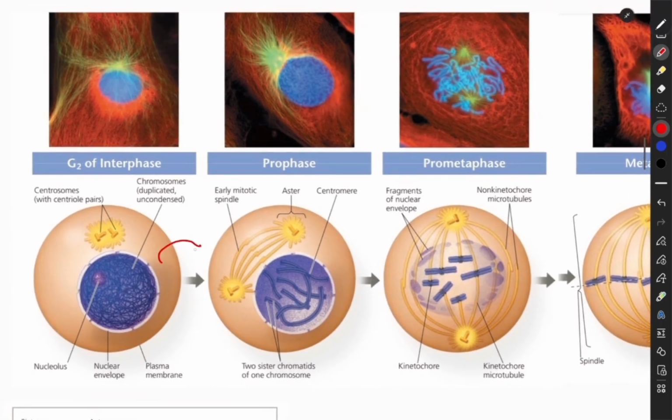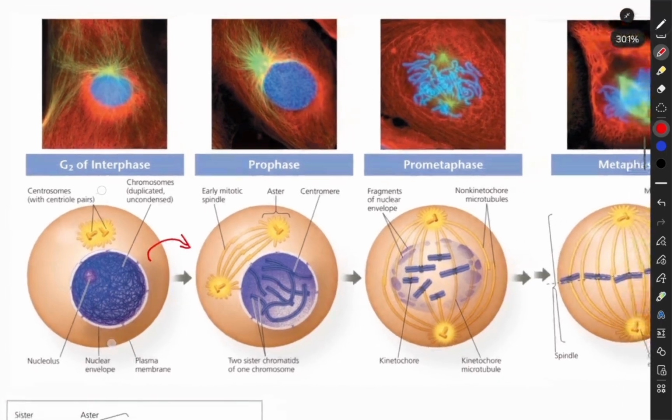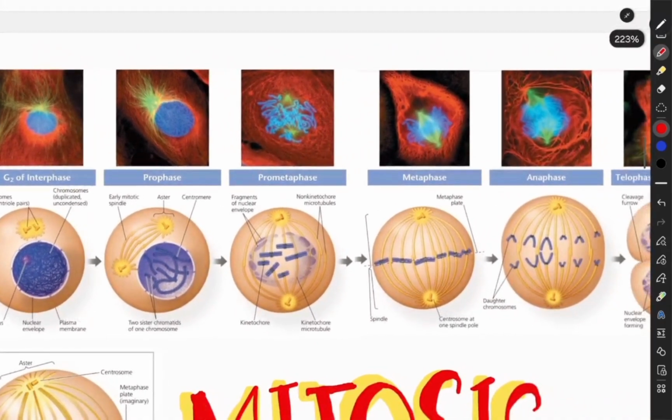So next, to the first stage of the mitotic phase, which is the prophase. It's actually easy to memorize by just memorizing PMAT. So prophase, metaphase, anaphase, and telophase. I memorize it by using that PMAT.